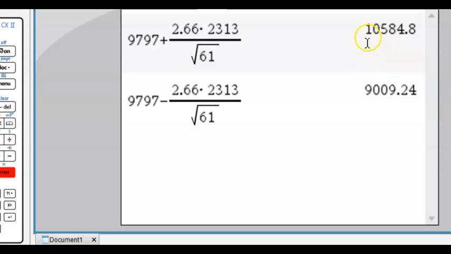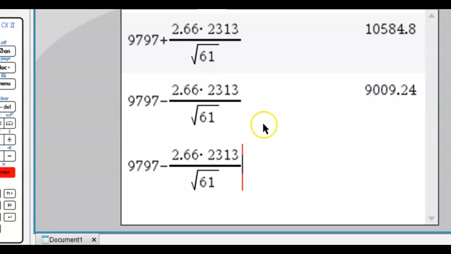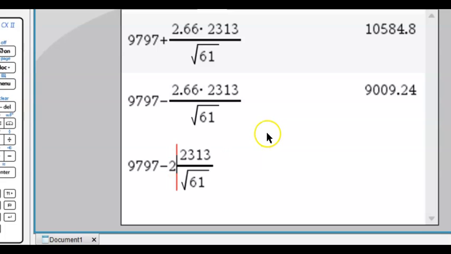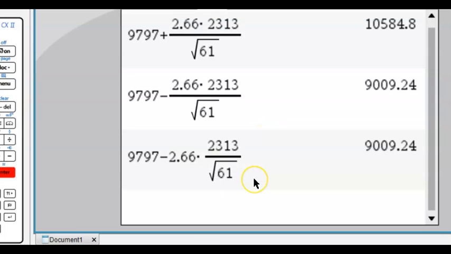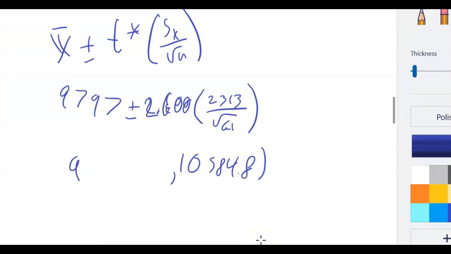So our upper bound is 10,584.8, and our lower bound is 9,009.24. I know this looks a little bit off. If you like, you can always have that down here and have this in parentheses, but ultimately, mathematically, it doesn't make a difference where you multiply and then multiply by this. Same thing. So upper bound is 10,584.8, and lower bound is 9,009.24.